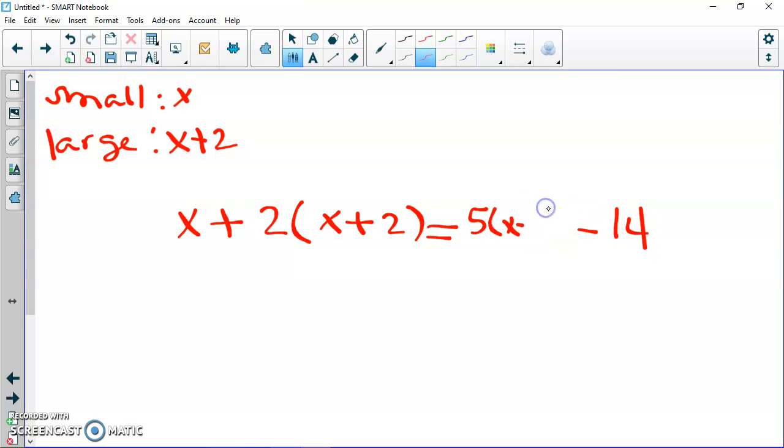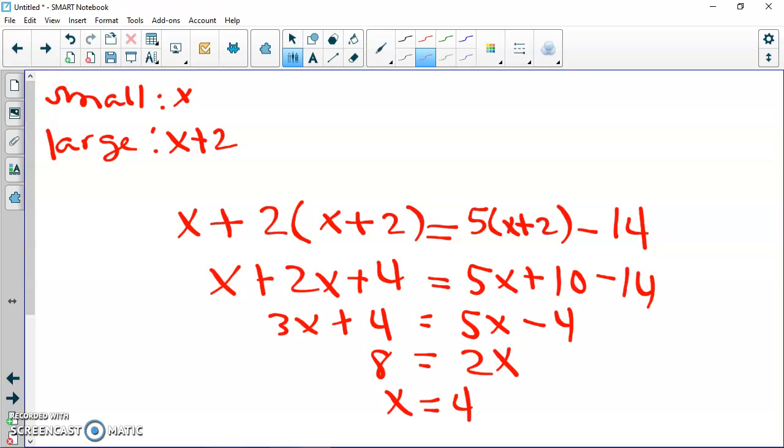So go ahead and hit pause and check and see how I wrote this equation out here. And then distribute, simplify each side, and solve the equation for x. Alright, so x equals 4. Pause if you need to check my work.